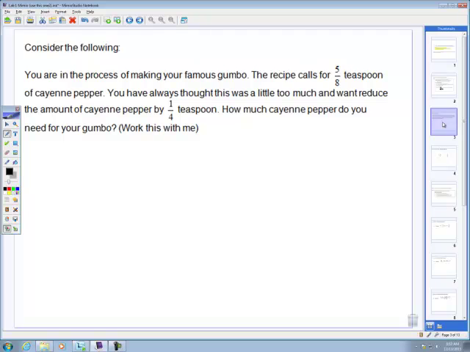Well, this problem calls for us to subtract two fractions. We'll need to take the original amount of cayenne pepper, 5/8, and subtract 1/4 of a teaspoon. In order to subtract 5/8 minus 1/4, we'll need to find a common denominator. So in this case, we're looking for the least common multiple between 8 and 4. The least common multiple between 8 and 4 would be 8, because 4 will divide 8 evenly.